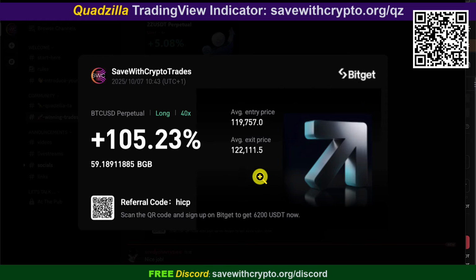So I opened the trade at 119,757, and this is showing an average exit price of 122,111. That's because I took profit at various stages. So overall the profit was 105%. So by trading Bitcoin using BGB as the collateral, I managed to double the amount of BGB I've got, and the price of BGB went up.